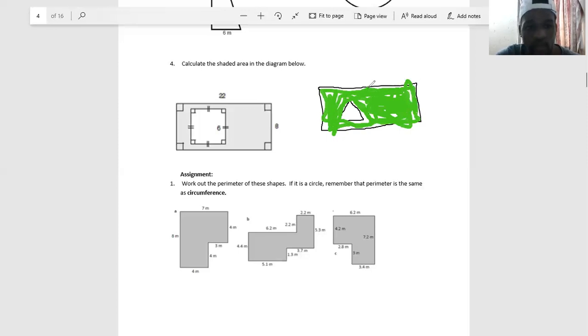Then they tell you that here you have, let's say, 4 centimeters, and this side you have 2 centimeters. And for the triangle here, they tell you the height of this triangle is, let's say, 1 centimeter, and the base is 2 centimeters. Then they ask you to calculate the area of the shaded part.